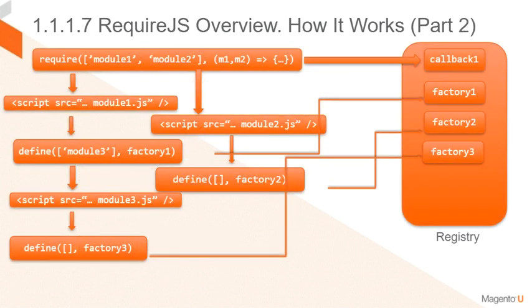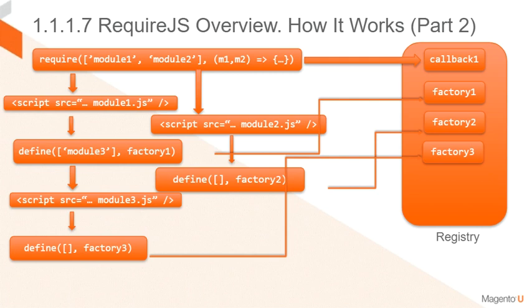When we call require, it generates two script tags for Module 1 and Module 2 and inserts them into the page's body. It preserves callback 1 for later use by putting it in the registry. This is a simplified schema. In reality, it wraps the callback and dependencies with an anonymous RJS module. When the scripts are loaded, in any order, the define function is executed, but not the factory function.